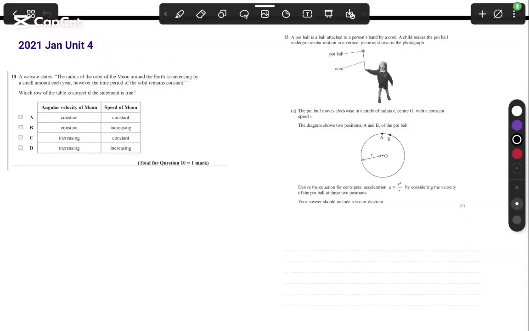Welcome back to the exam walkthrough from the circular motion playlist. We're going to be doing 2021 Jan Unit 4, question number 10 and question number 15.